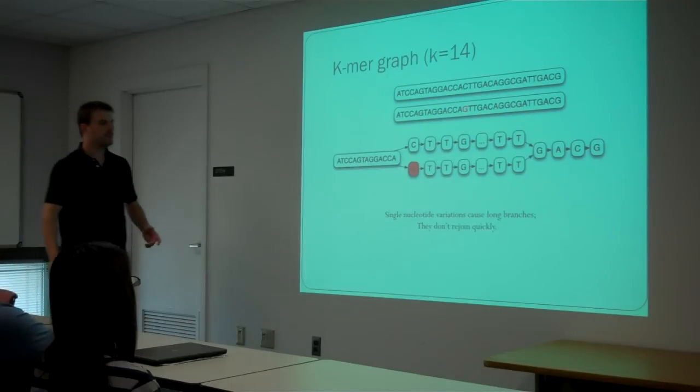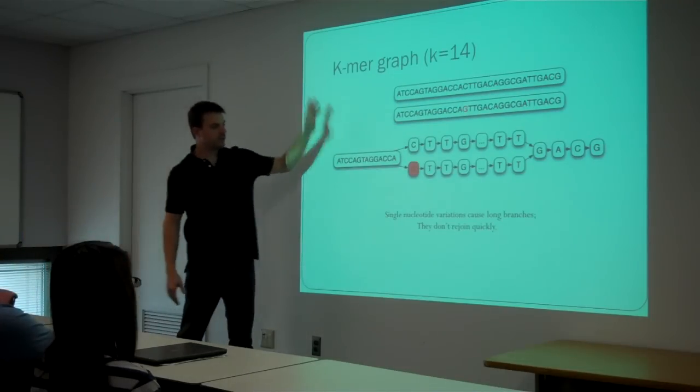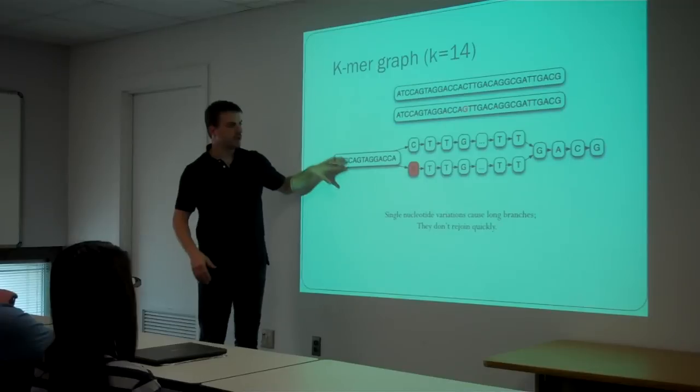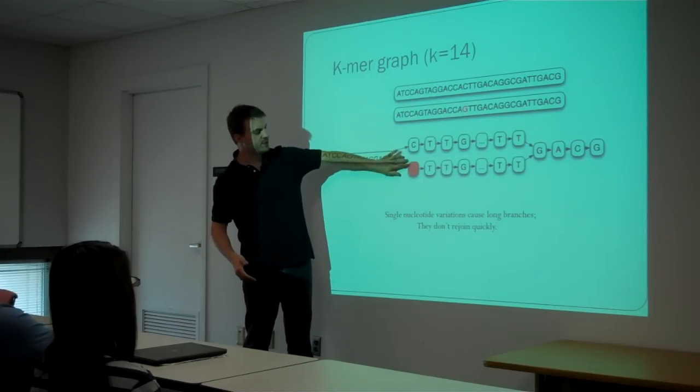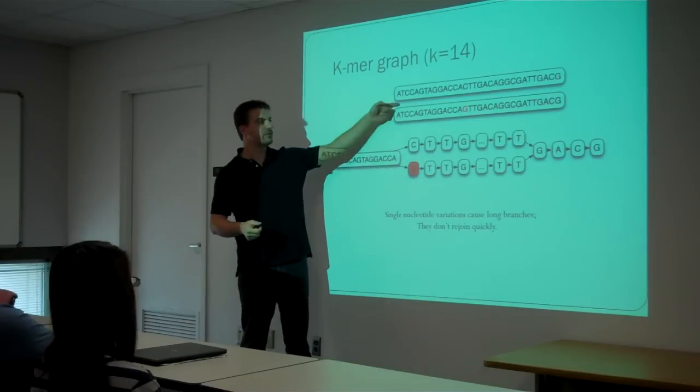And so the kind of thing that people do is they look at the graph and they find these long branches and they look for what they call bubbles, and they pop the bubbles, which means, hey, can we collapse this bubble by making one nucleotide change in the original sequence?